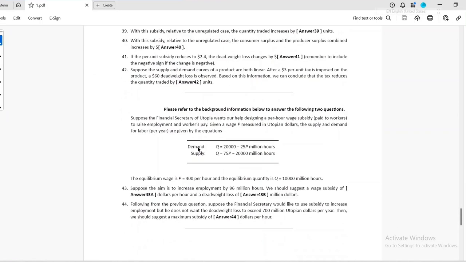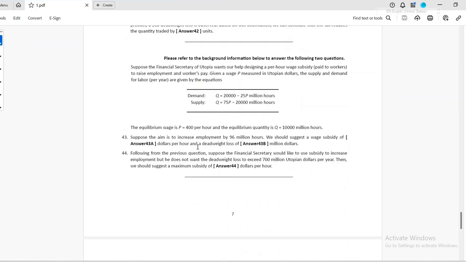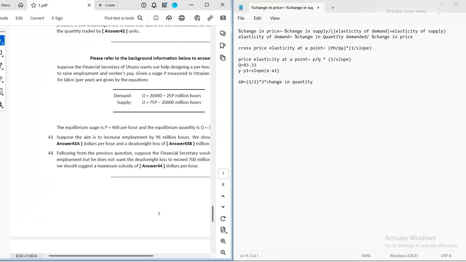Okay, now let's move to the second last question. You are given the demand and supply relation, and then you are asked to increase the employment by 96. So you're basically asked to increase the quantity by 96, and then find what should be the subsidy and deadweight loss. So let's do this quickly.